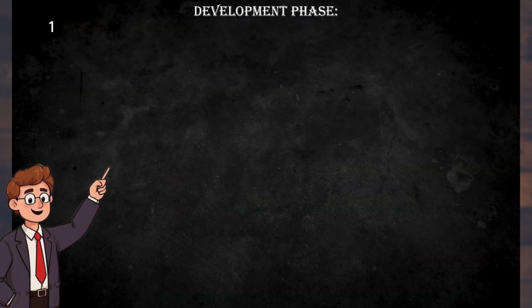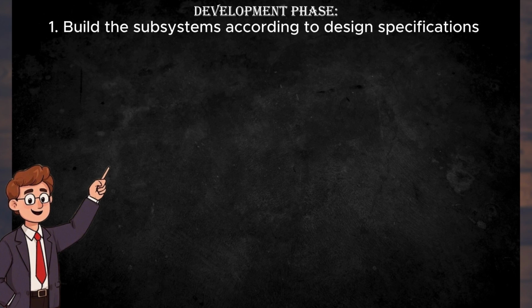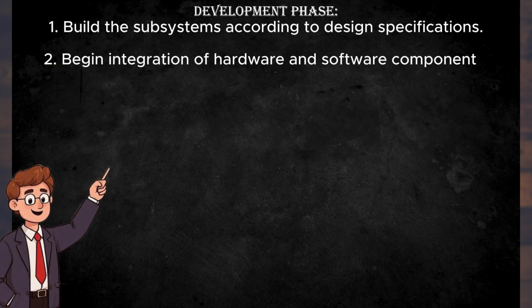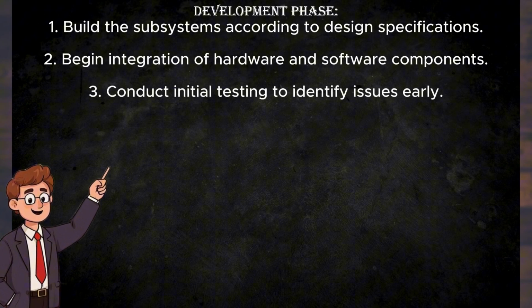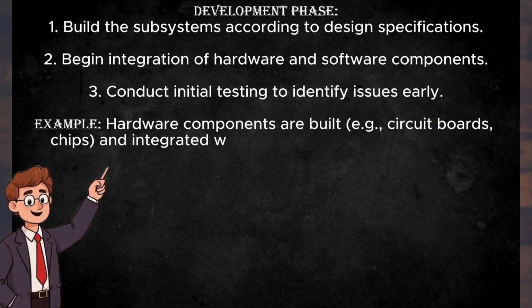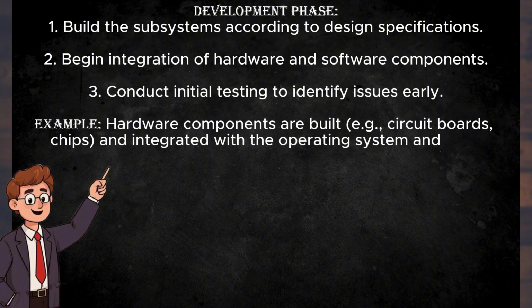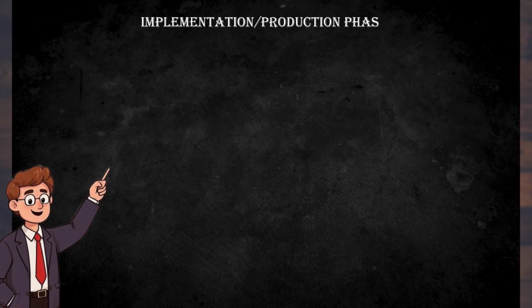Development phase. 1. Build the subsystems according to design specifications. 2. Begin integration of hardware and software components. 3. Conduct initial testing to identify issues early. Example: hardware components are built, circuit boards, chips, and integrated with the operating system and user interface software to create a prototype phone.